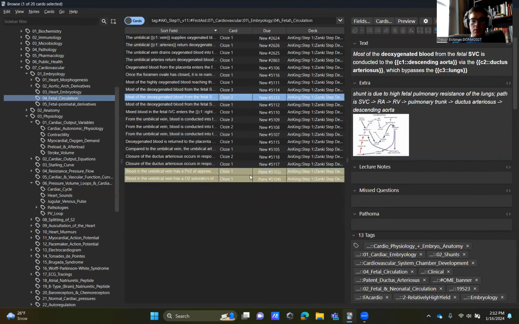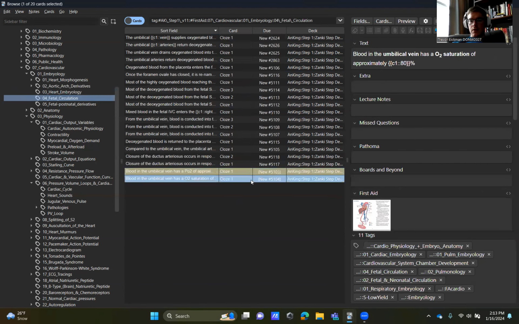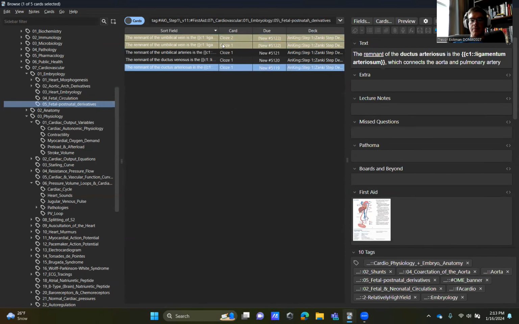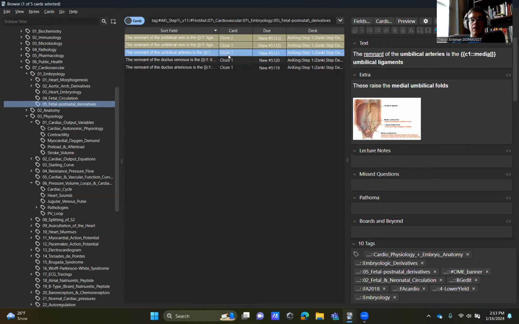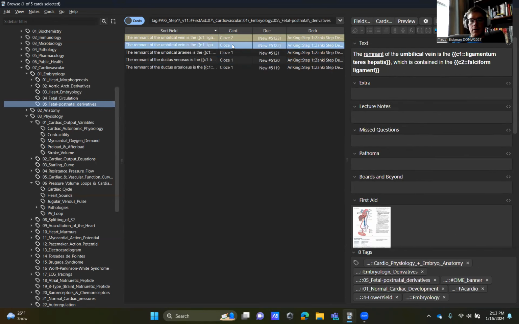Fetal circulation, all of it except the last two. And that just has to do with the pressure and the oxygen concentration within the veins, which she mentioned. Don't need to worry about that. And then in the postnatal derivatives, I just picked up these three here just because she touched on them. I don't know if they're that high yield. And if you want to, you can pick up the first two as well, referring to ligamentum teres hepatis. That is it for embryology.